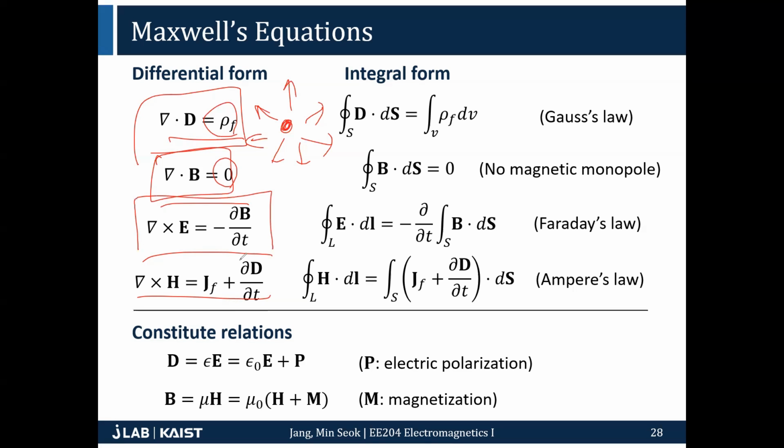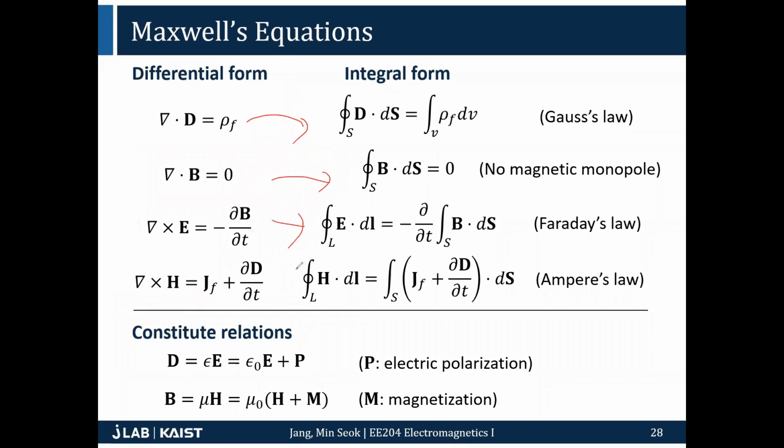And this means the time derivative of the B field creates an electric field in a rotating manner, right? So if this was the B field direction, and it changes as a function of time, it can create an E field in a rotating manner. Similarly, the H field can be created by current or a changing D field. Both of these can cause the H field to be generated. And this, of course, is just the associated integral form.